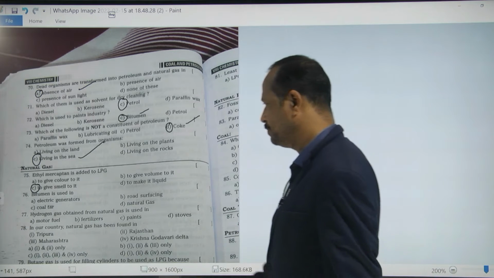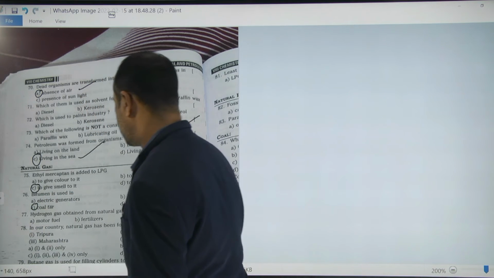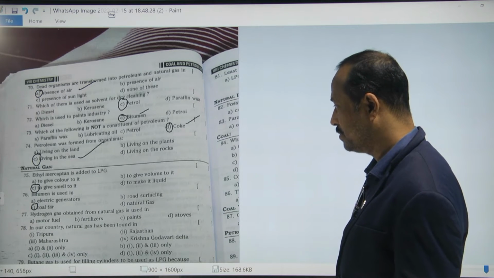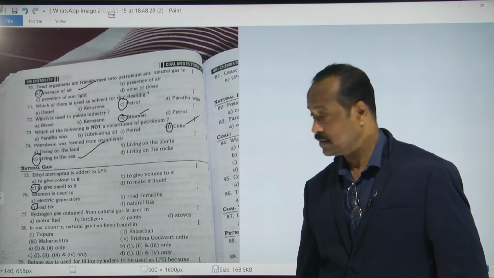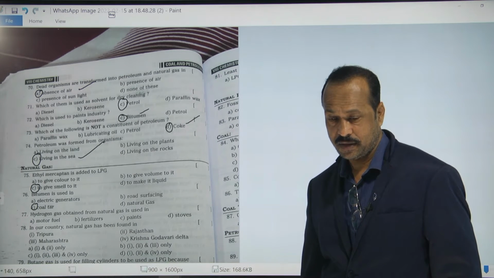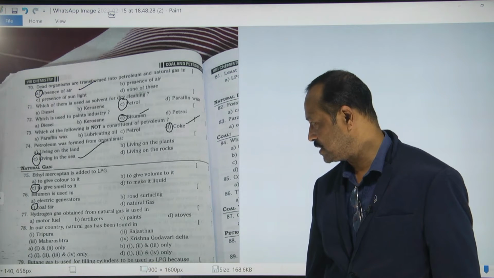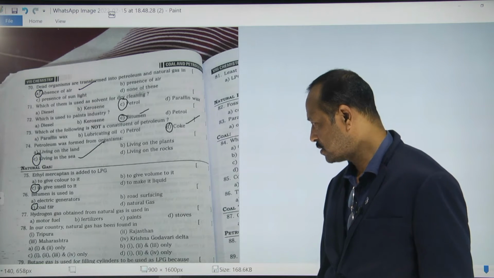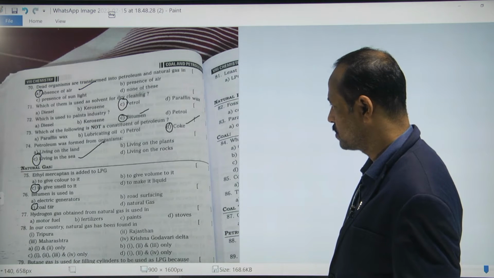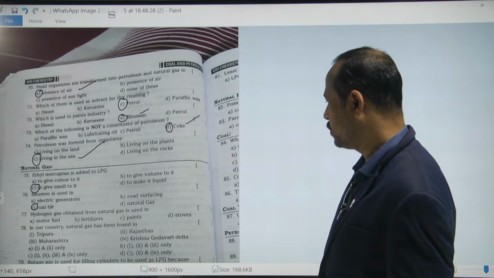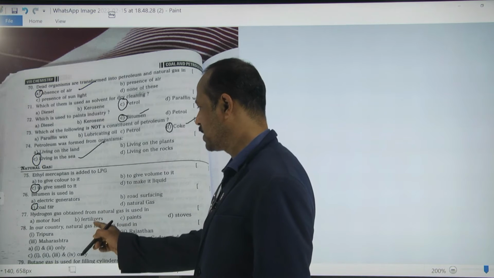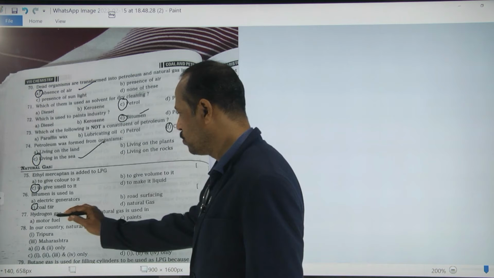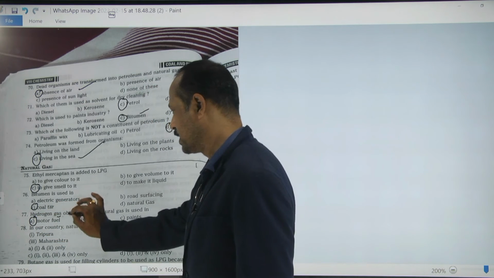Next, bituminous is used in coal tar. Next, hydrogen gas obtained from natural gas is used in... We can't use the hydrogen gas in stoves, we can't use it in fertilizers, we use it in motor fuels only. The right answer I think, but you have to check this once. Okay.